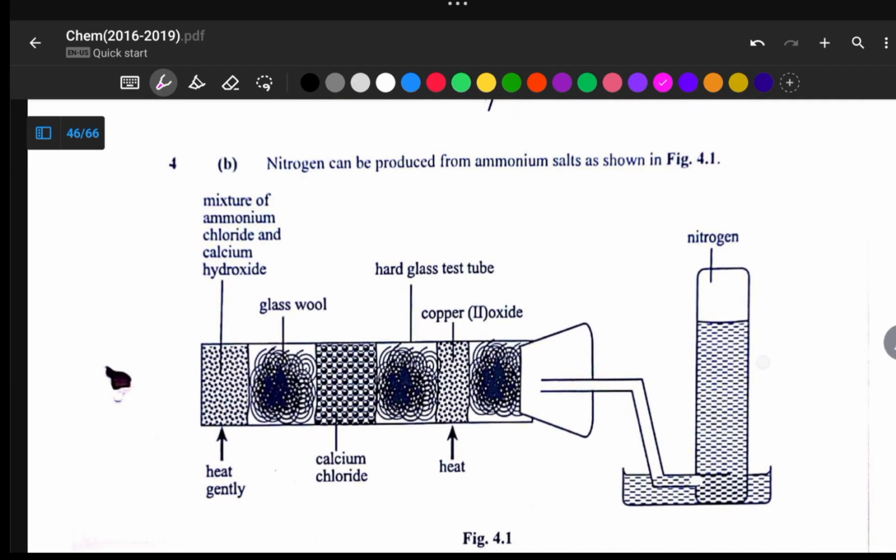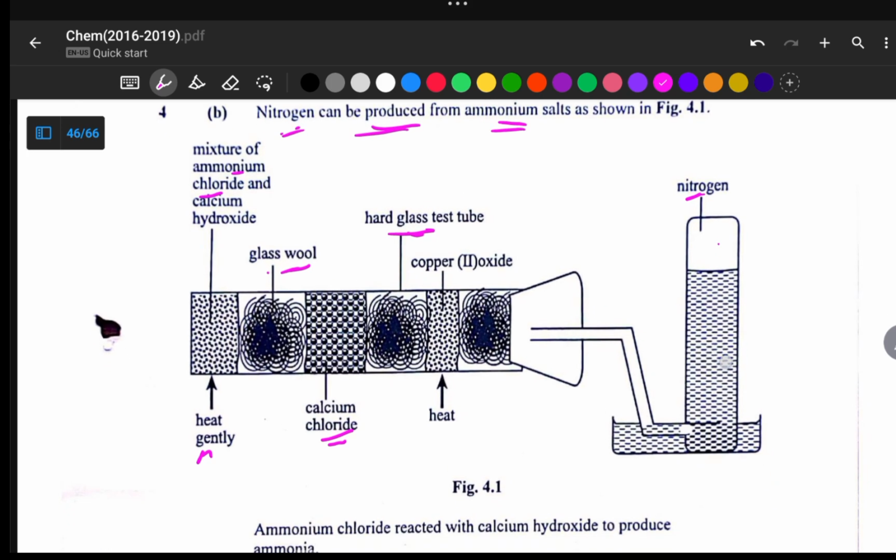So the next equation, number 4, says nitrogen can be produced from ammonium salts as shown, right? So we are having ammonium chloride and calcium hydroxide, right? So we are going to heat gently, and then we are having calcium chloride here, and then we are having the glass wool, and then we are having a hard glass test tube, and then copper 2 oxide here, and then we are going to have nitrogen obtained here by the downward displacement of water.